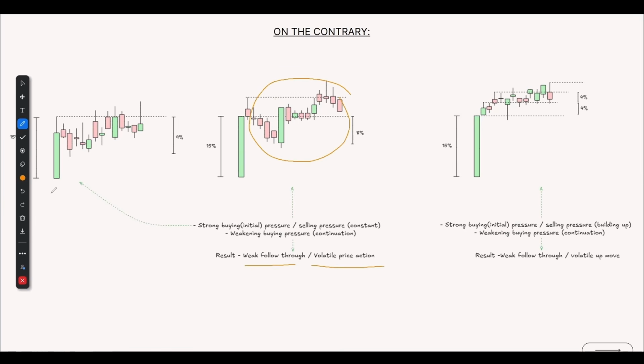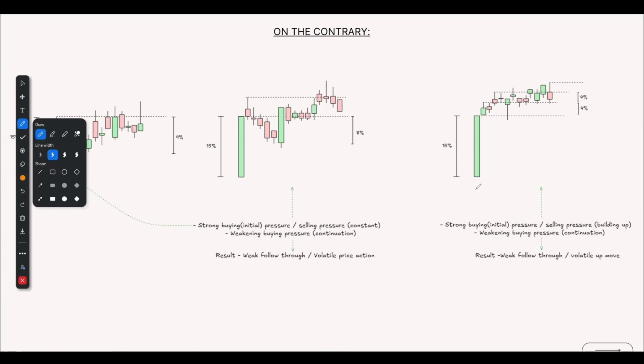Same thing is happening here, and in this contraction structure, same thing: the initial buying pressure was strong, but the continuation buying pressure was not there, which is visible through these volatile candles and volatile contraction structure, which tells us that the selling pressure was building up and the buying pressure was weakening, which is the continuation buying pressure from here to here, right, which ultimately results in a weak follow through and volatile up move like this one.